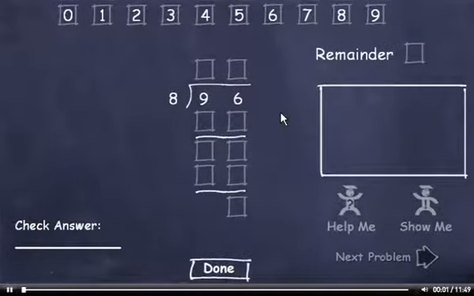This division skill requires you to divide a 2-digit number by a 1-digit number. You must correctly answer 20 problems to complete Quiz 1, 40 problems to complete Quiz 2, and 60 problems to complete the exam. Watch the demonstration. 96 divided by 8.